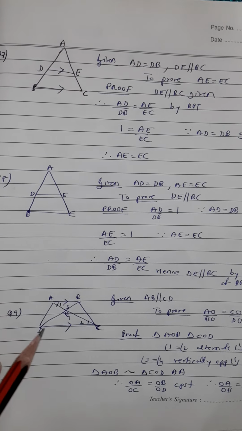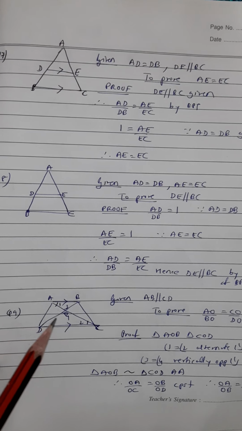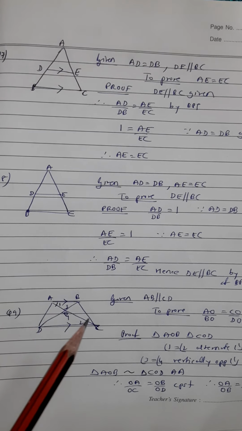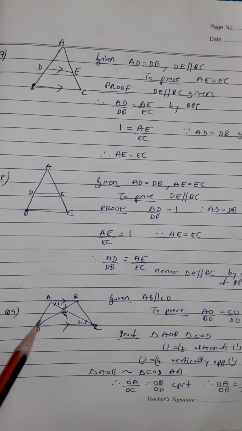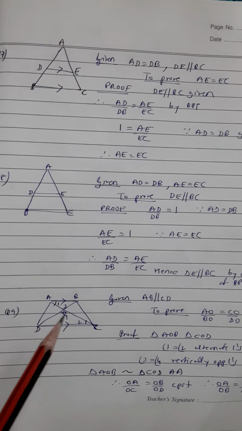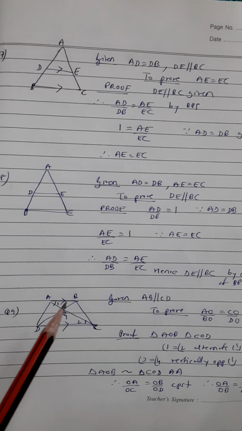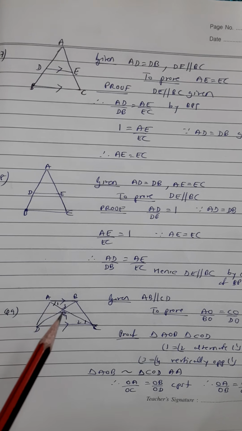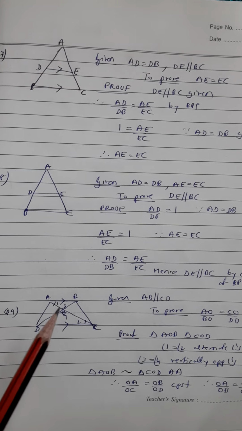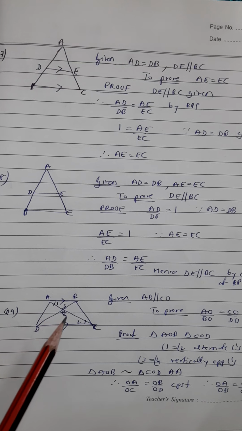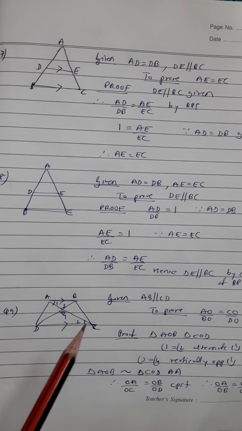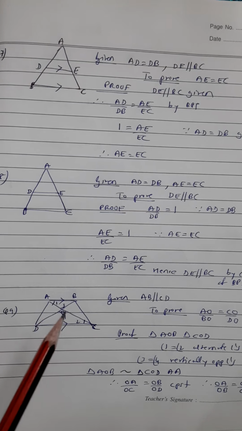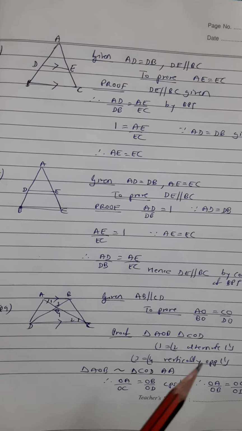Then in question number 9, AB and CD are parallel. We have to prove that OA by OB equal to OC by OD. So two sides of this triangle and two sides of this triangle have to be proved in proportion. So what you need to do is take these two triangles and prove them similar. We have already done conditions of similarity. These are vertically opposite angles and these are alternate angles. So triangle AOB and triangle COD are similar by AA.